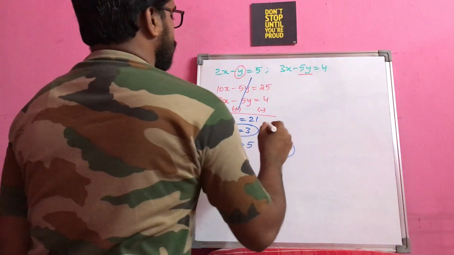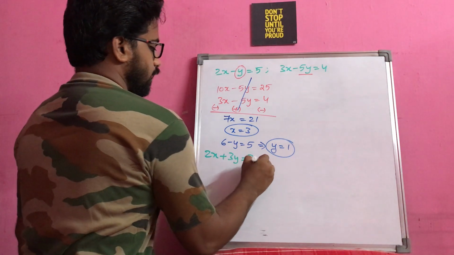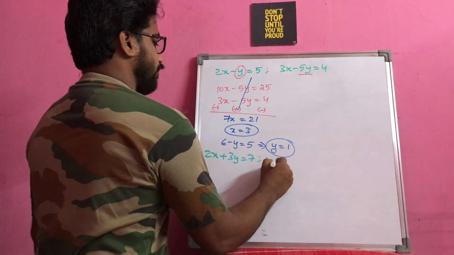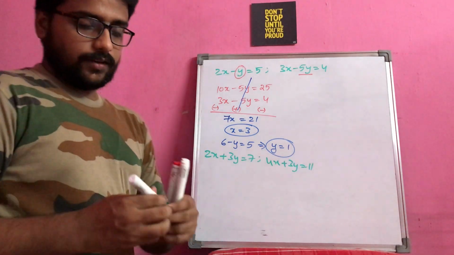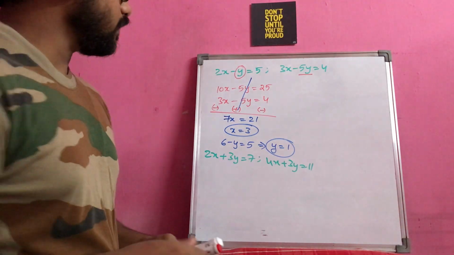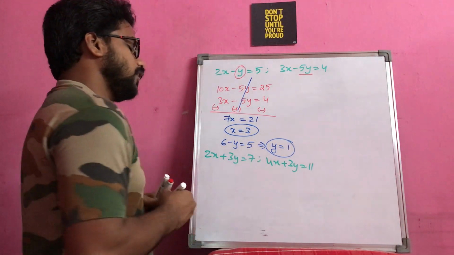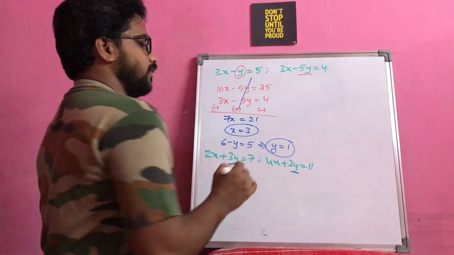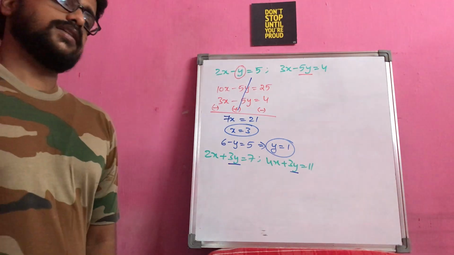2x plus 3y is equal to 7, and 4x plus 3y is equal to 11. Let us see again. Here you don't need to multiply with anything. Why? Because you just observe 3y and 3y. If you just do the subtraction, that itself will give you the answer.